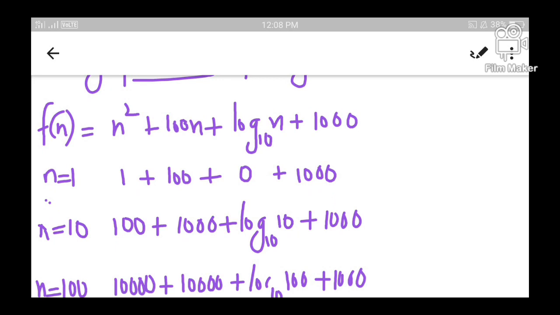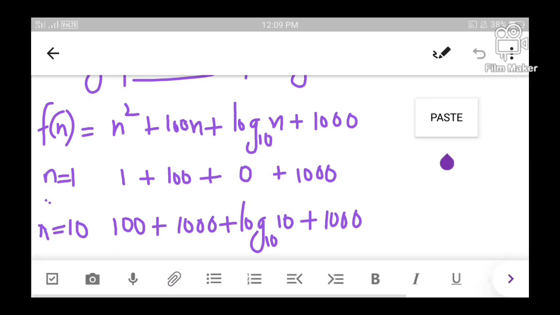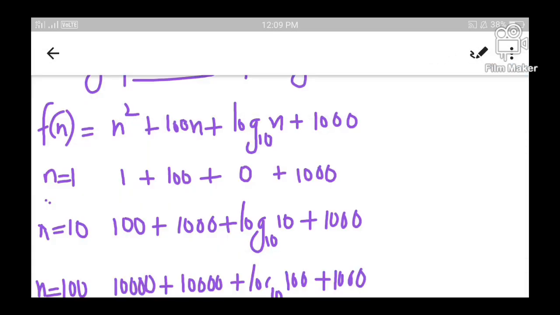Now in the given equation, when we substitute the value of n as 1, we get 1 plus 100 plus 0 plus 1000. It clearly shows that to get the exact value of f of n, I repeat, to get the exact value of f of n, we require the contributions of 4 terms, that is n square, 100n, log n and 1000. So the contribution of each of these terms when summed up will give you the exact value of f of n. Let us check out the contributions of each term when the value of n is 1.